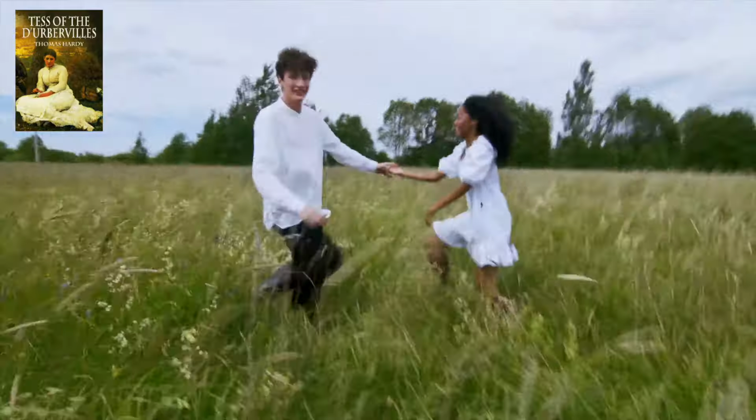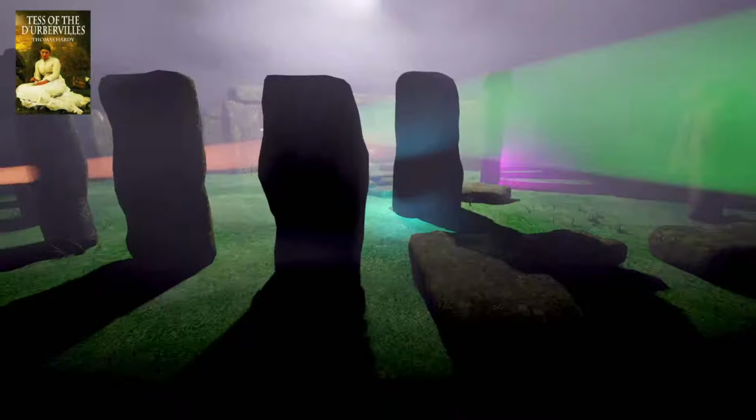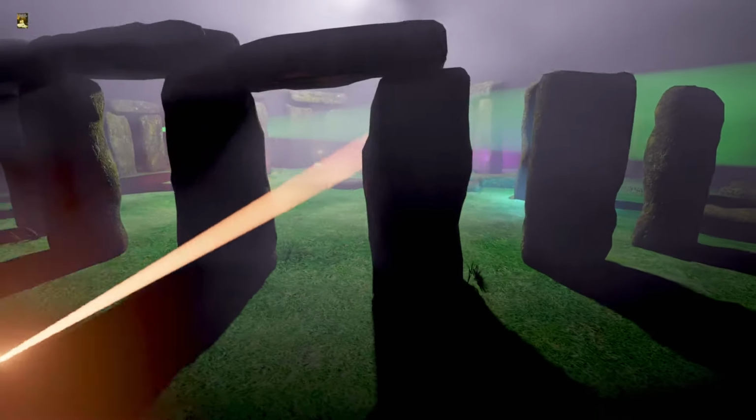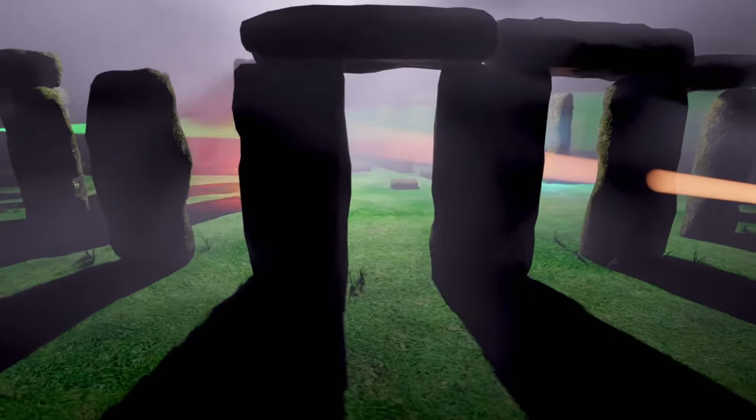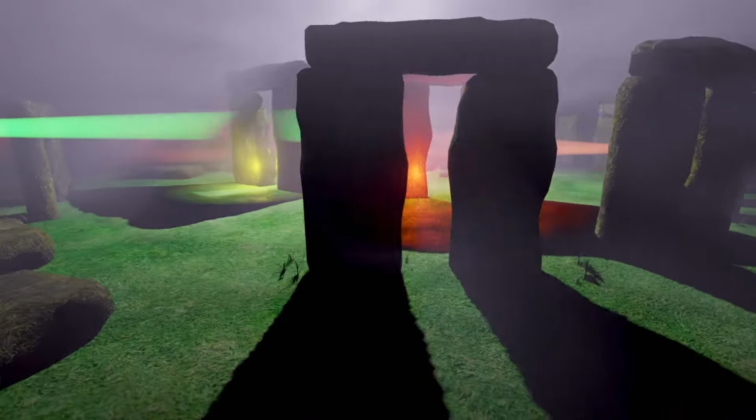The ending is quite sad, but also beautiful, as the couple escapes from the police and spends the night at Stonehenge. But freedom is short-lived. She is arrested and sent to jail. It's a novel of bad luck and suffering. I guess you can't change your fate. This shows Thomas Hardy's pessimism.